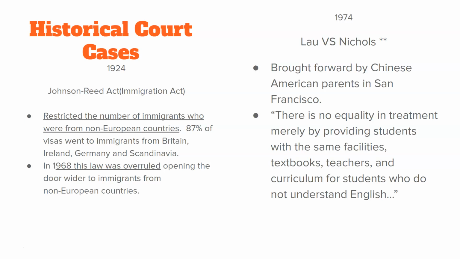The next law is Lau versus Nichols, and basically, this law established that just providing the same textbooks, the same teachers, the same curriculum is not the same as teaching English language learners. So you just can't simply provide the same things, the same access to education. Learners have to be educated intentionally and differently.